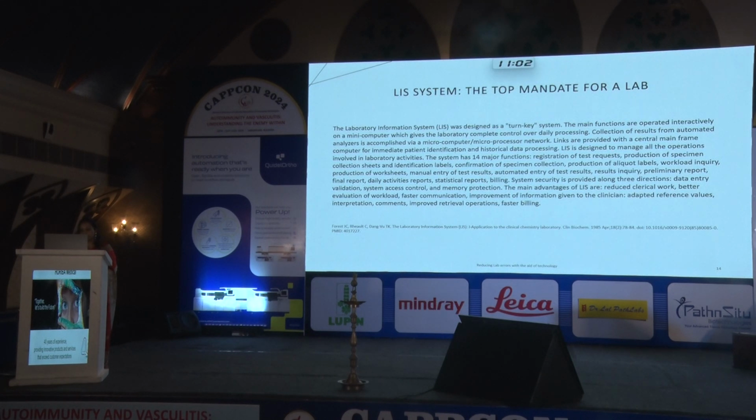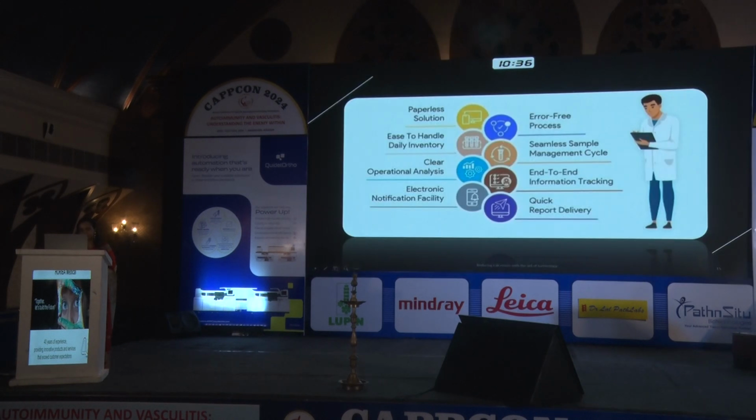System security is provided along 3 directions: data entry validation, system access control, and memory protection. The main advantages of having an LIS are reduced clerical error, reduced clerical work, better evaluation of workload, faster communication, improvement of information given to the clinicians, adopted reference values, interpretation, comments, improved retrieval of operation, and faster billing, and effectively decreasing the TAT. So these are the advantages of LIS.